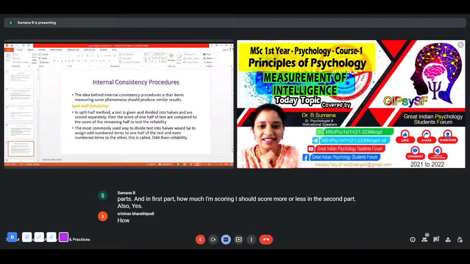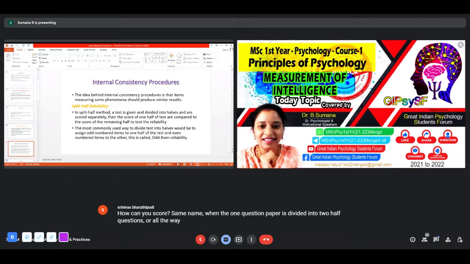How can you score the same, ma'am, when one question paper is divided into two halves? Questions are all the way different from first to last. So he may score maybe 50 out of 50 in the first half, and in the second 50, he may score 0 also.